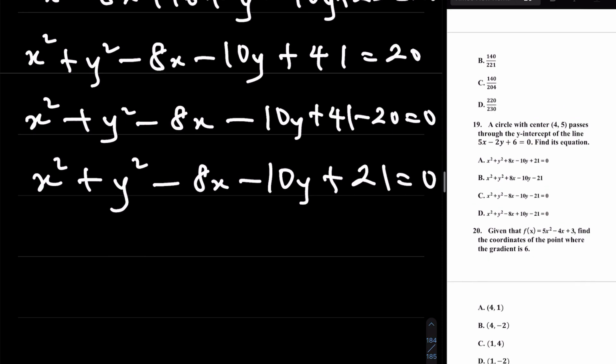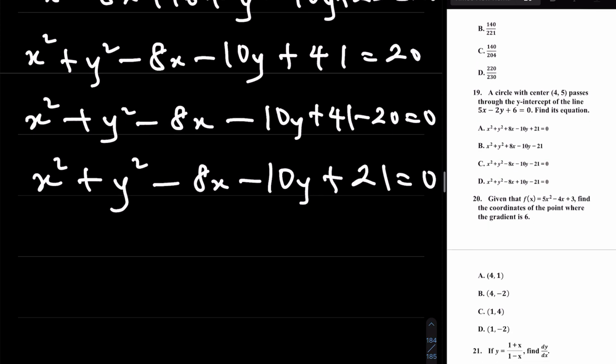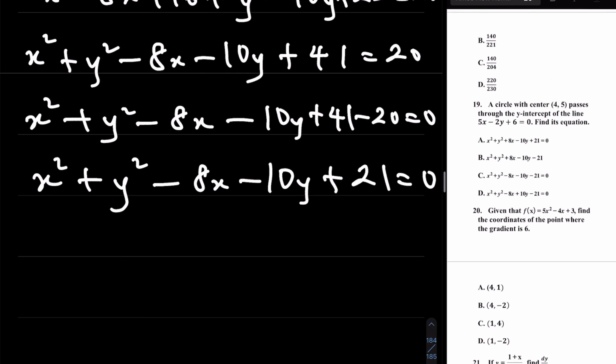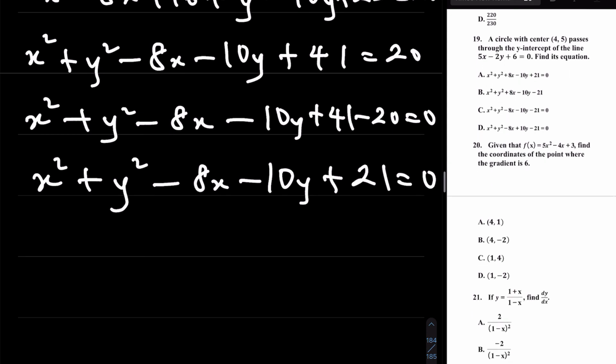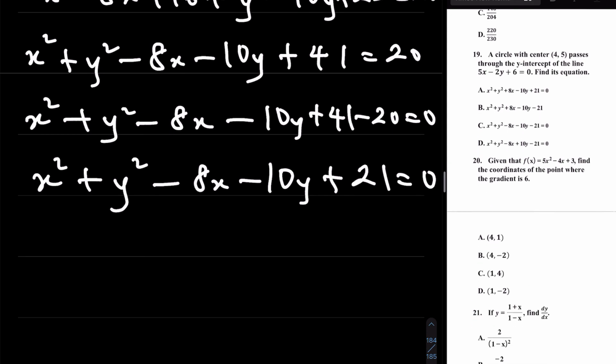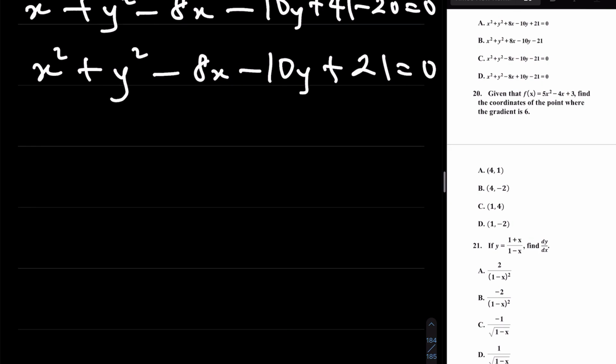Unfortunately, none of these options matches that answer. I think there's a typo in the options, so we can just move on. The correct answer is x squared plus y squared minus 8x minus 10y plus 21 equals 0. Now on to the last one, which is number 20.